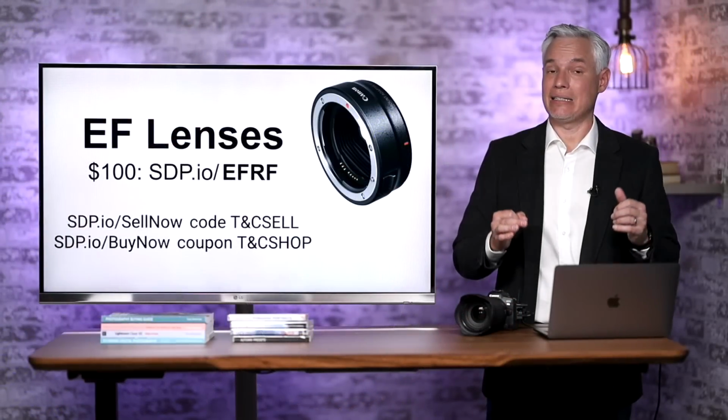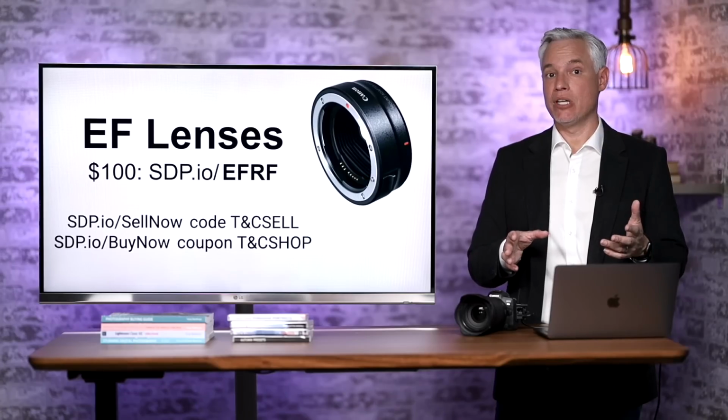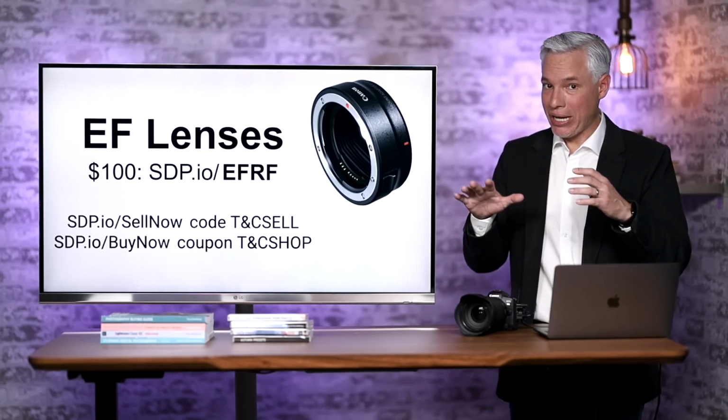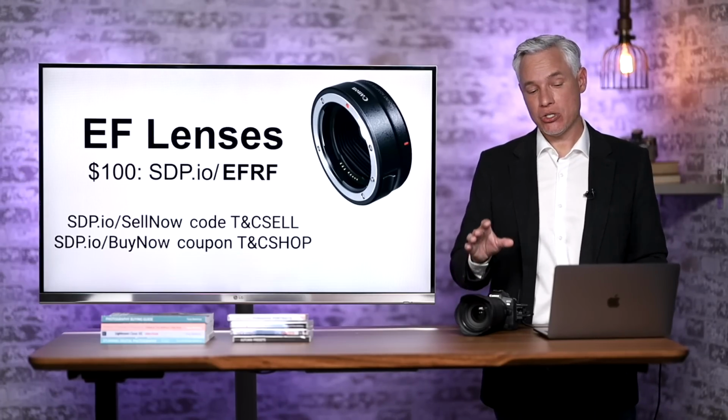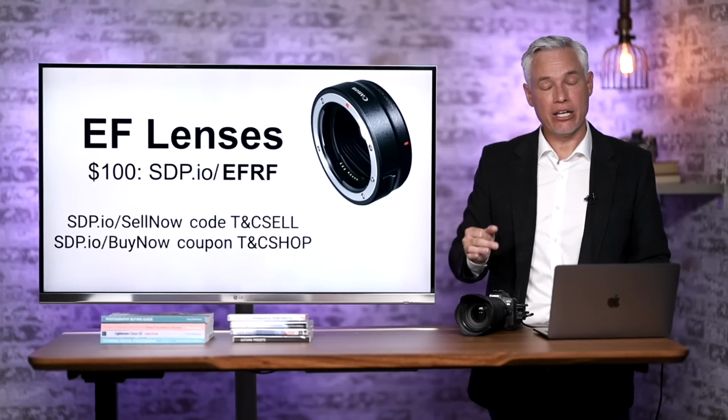Let's talk about lenses. A lot of you are coming from one of the Canon DSLRs, such as a 5D. You have a bunch of Canon DSLR EF lenses. They will work excellent on the Canon R5, but you need an adapter. You need this EF to RF adapter linked here. It goes for about $100.